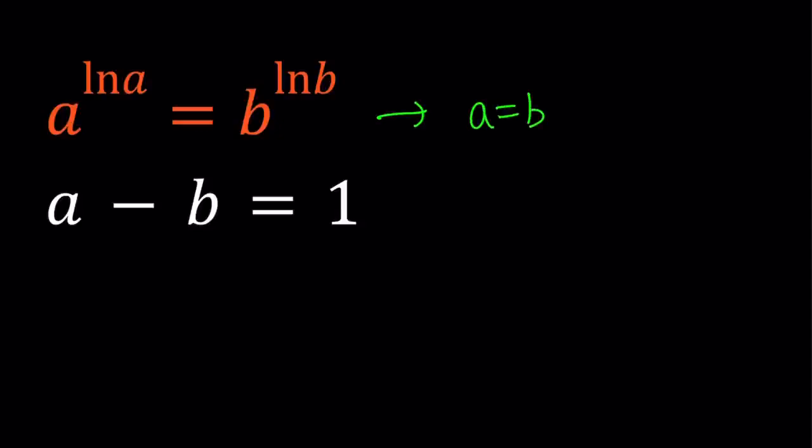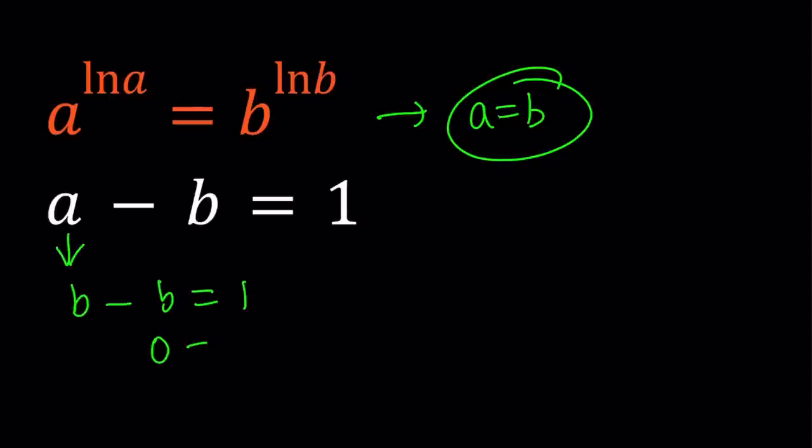Alright, now let's go ahead and check what happens with that. If a is equal to b, and now if I replace a with b here, we get b minus b equals 1, which is 0 equals 1. And you're like, what? This is impossible. Then there are no solutions. Let's check it out. So here's what I'm going to do.